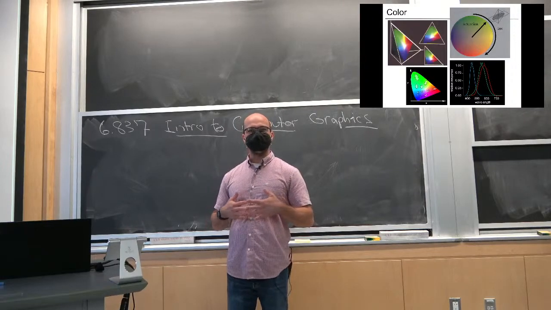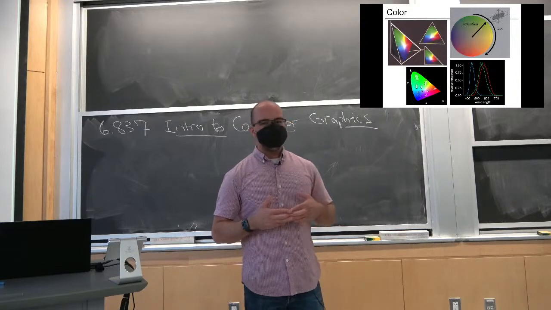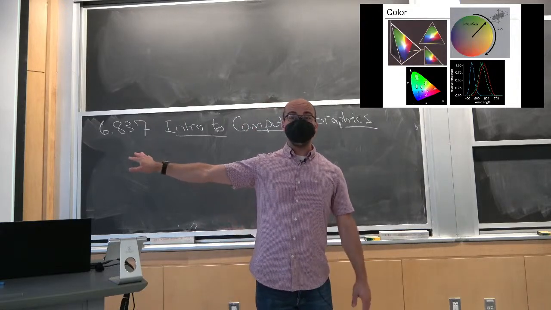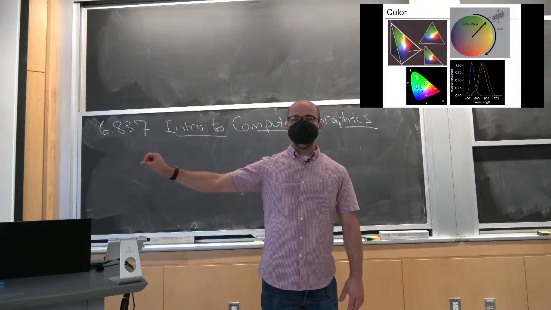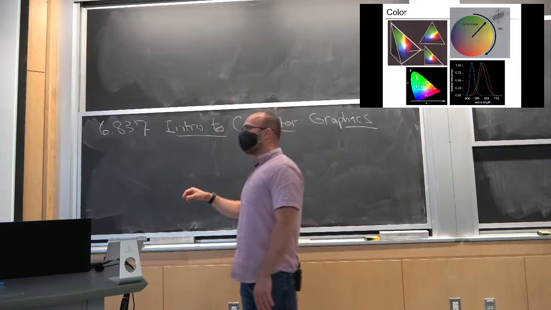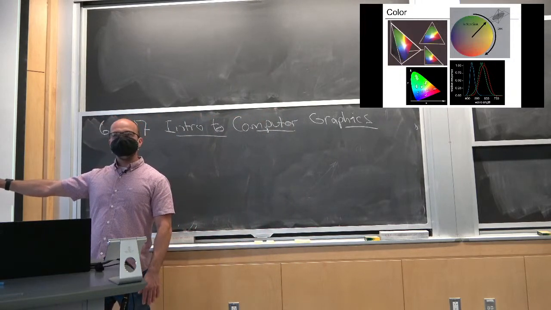I think most people in this room are probably familiar with the fact that when I store an image on my computer, it's really 3 things, right? It's a red, a green, and a blue color. But if you step back and think about why, you should get yourself a little confused, because there are obviously more than red, green, and blue colors out there in the universe.